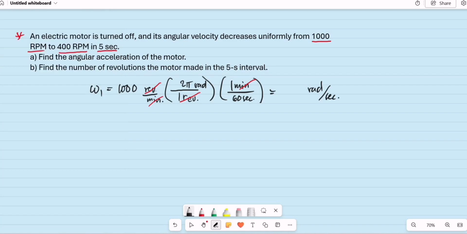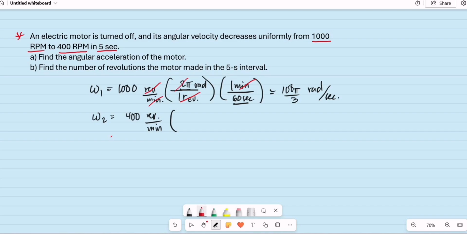100. So that is 100 pi divided by 3 radians per second. Then after 5 seconds, our final angular velocity is 400 revolutions per minute. If we observe, our multiplier is simply 2 pi divided by 60. That is from RPM to radians per second, the RPS. But we can still reduce the 2 pi over 60.